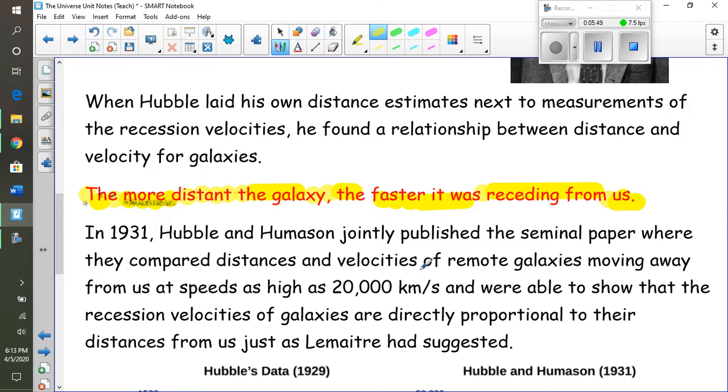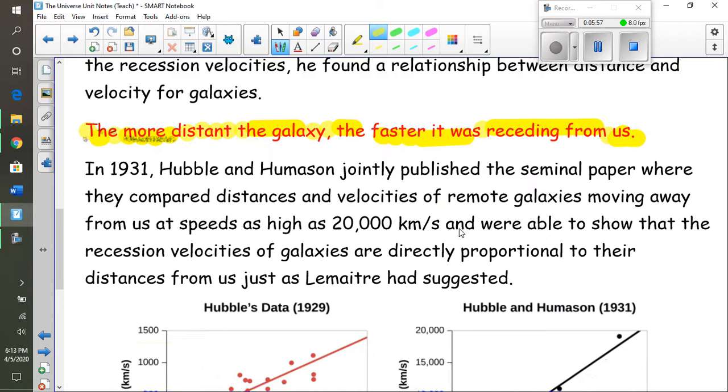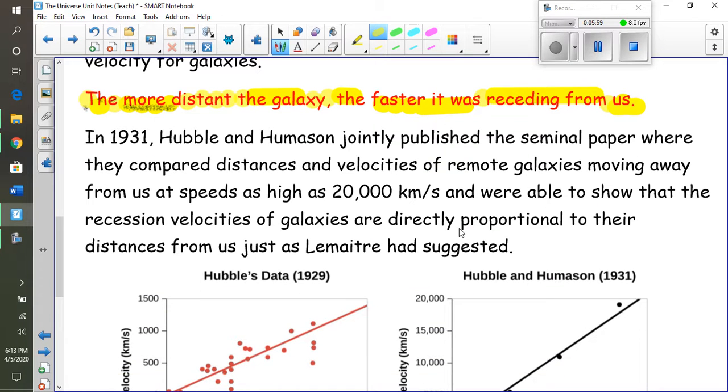So in 1931, Hubble and Humason jointly published a paper where they compared distances and velocities of remote galaxies and found speeds as high as 20,000 kilometers per second. And they were able to show that the recession velocities of these galaxies are directly proportional to their distance.